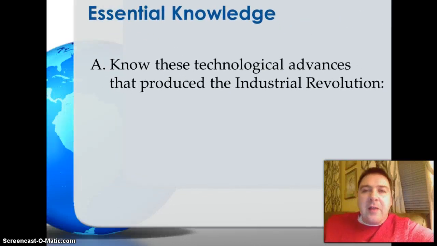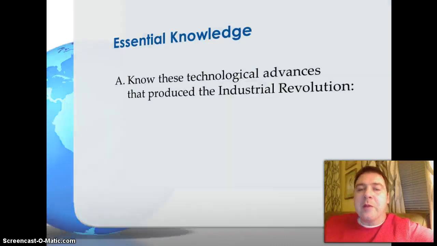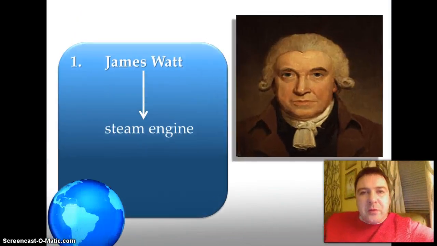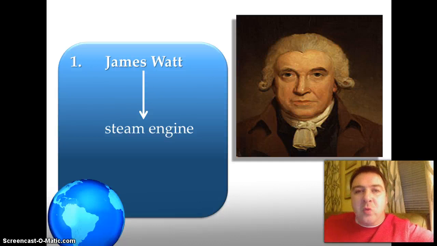Okay, the essential knowledge, the first bit we're looking at here is to know the technological advances that produced the Industrial Revolution. Obviously, there are hundreds. We couldn't possibly address them all. The standards lay out four in particular that we want to know. Okay, the first, really in many ways the most important, the invention that kicks off the Industrial Revolution was the steam engine invented by an English guy named James Watt.